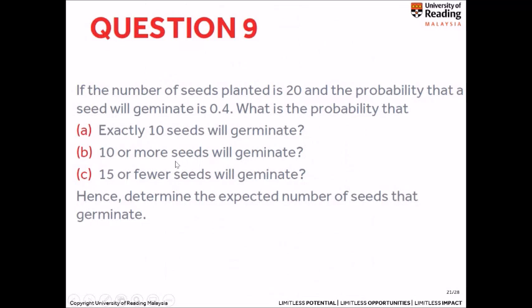You involve many calculations. For example, if you do the direct method, you have to calculate x equal to 10, that is, r equal to 10, 11 until 20. So it will take you a very long time to work out. Same thing, 15 or fewer will germinate. If you use the direct method, you will have to calculate x equal to 0, x equal to 1 until x equal to 15. And then the last part here, determine the expected number of seeds that germinate. There is a formula that I will show you later on.